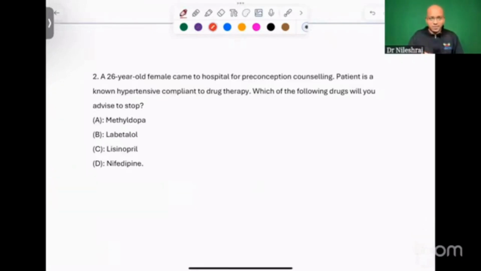This question is primarily based on antihypertensives use in pregnancy and antihypertensive drugs. That's the one-liner with which this question has been derived. A 26-year-old female came to the hospital for pre-conception counseling. Patient is not pregnant yet. Patient is a known hypertensive, compliant to drug therapy. Compliant means if a patient is under therapy, patient is continuously taking that tablet.